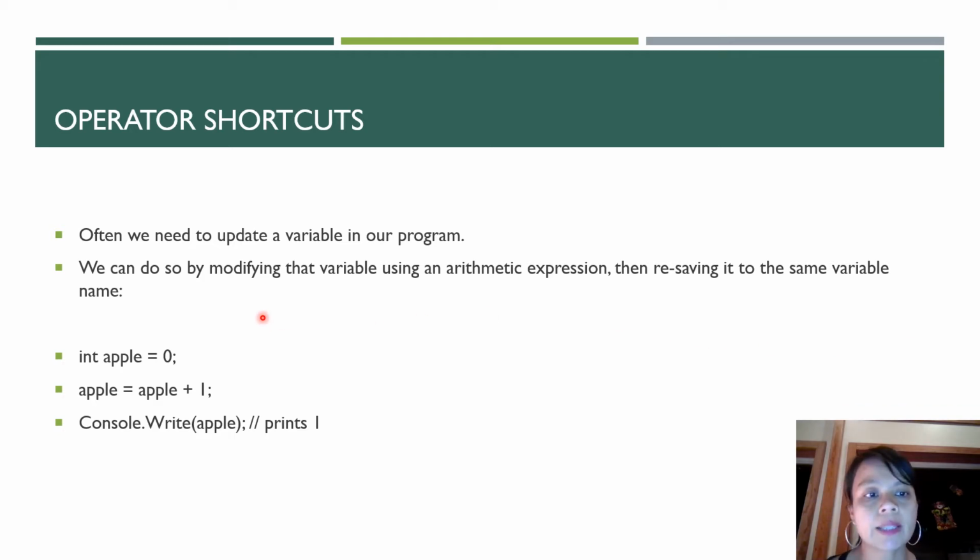Operator shortcuts. Sometimes we need to update a variable in our program. We can do so by modifying that variable using an arithmetic expression and then resaving it to the same variable name. For example, if you have integer apple equals 0, then you can say apple equals apple plus 1 if you want to add 1 to that original value. Then when you print this, with WriteLine apple, it will print 1. The new value of apple, which used to be 0, plus 1, will be 1.